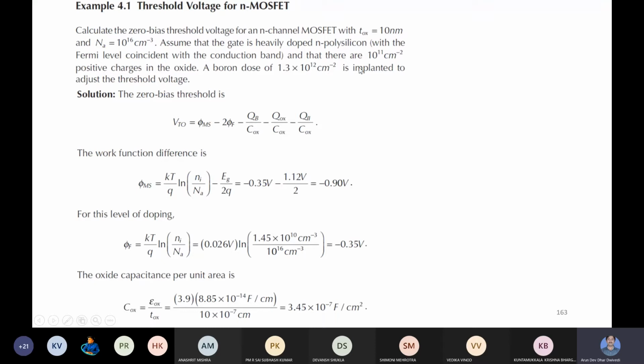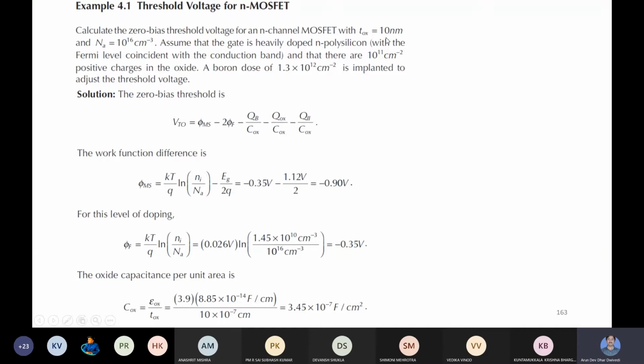If in a MOSFET some design parameters are given, like here: calculate the zero bias threshold voltage for an n-channel MOSFET, and the oxide thickness is 10 nanometer, and the substrate doping Na is 10 to the power 16 per centimeter cube, and assume that the gate is heavily doped n-type polysilicon. It is given, and here the gate is n-type heavily doped polysilicon.